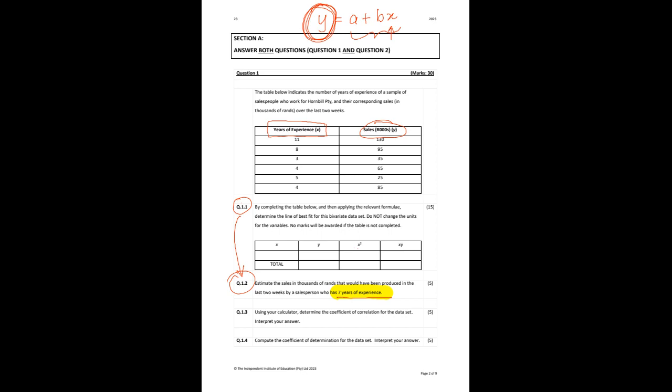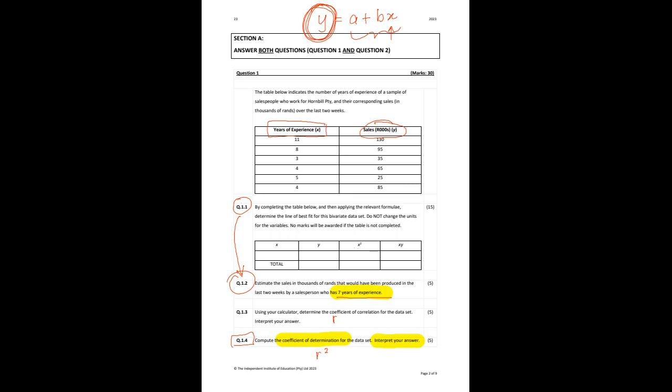And then the last question here, 1.4, asks you to compute the coefficient of determination for your data set and also interpret your answer. So the coefficient of determination is quite straightforward. It is R squared. So it's just taking your answer from the previous one and squaring it. It is expressed as a percentage because of your interpretation.